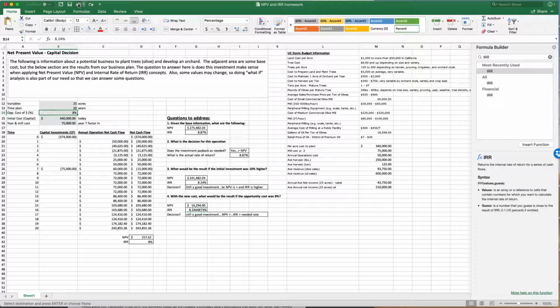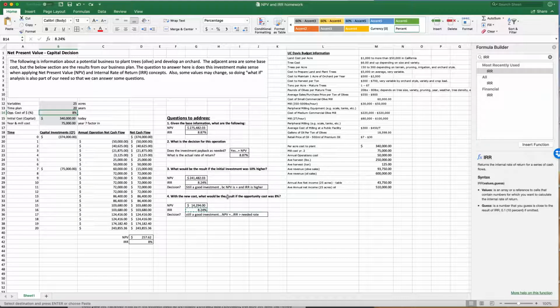All right, so going back to where we were at 8%, it looks like that it is still a good decision because it is positive, and that is what we're trying to figure out in our calculations. So NPV positive, good decision. IRR is going to be greater than what we required. Again, good decision. Hopefully this video helps you see how you can calculate this.